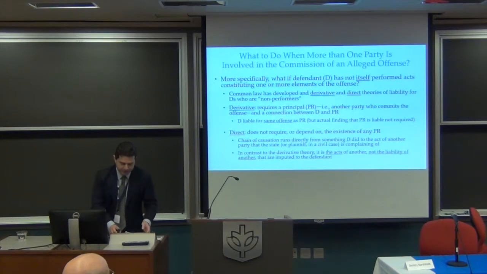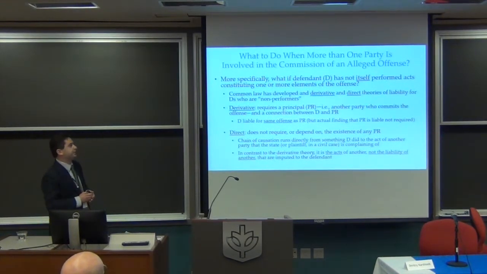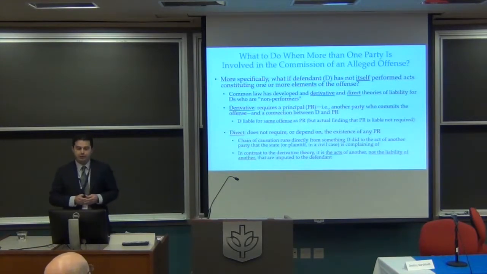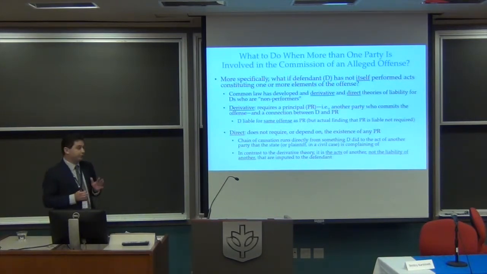So the problem here, right, is what to do when more than one party is involved in the commission of an alleged offense? And more specifically, what if the defendant has not itself performed all the acts constituting one or more elements of the offense? So there are derivative and direct theories of liability. I think the first one should be more familiar for those who are non-performers.